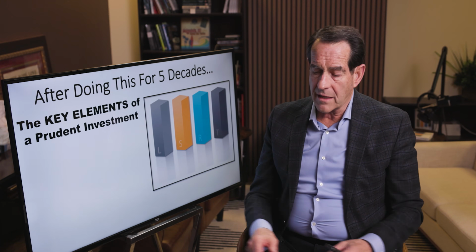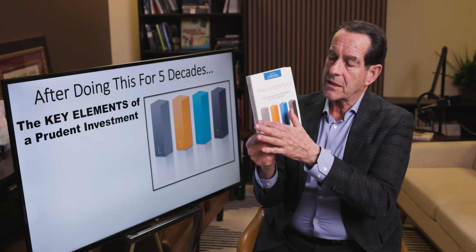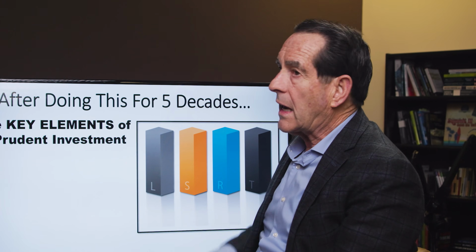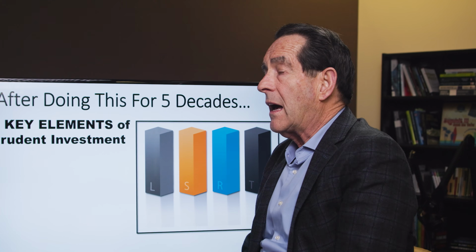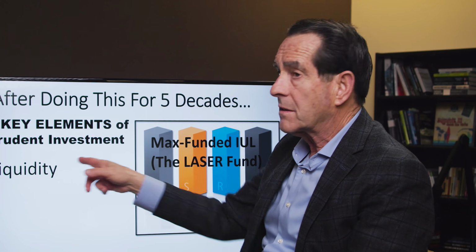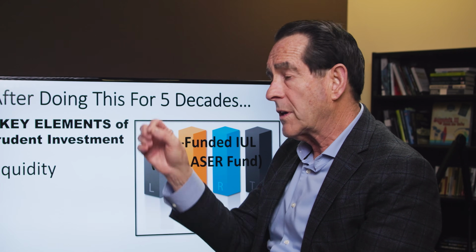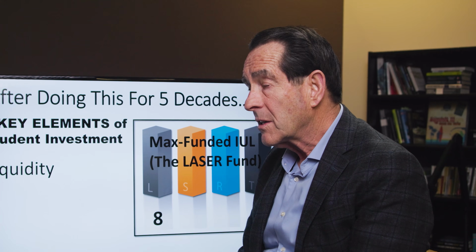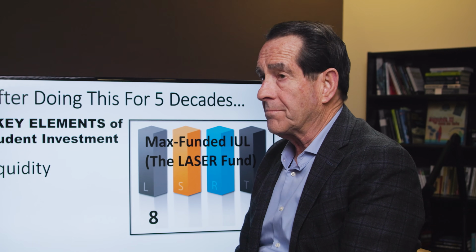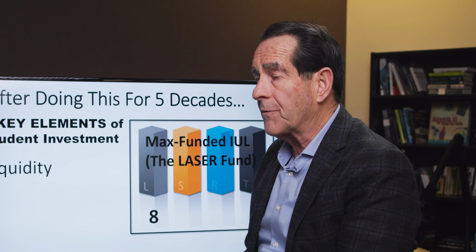So let's look at this. On the front of my book, you'll see these four pillars that represent liquidity, safety, rate of return, and tax benefits. When we look at a properly structured max-funded IUL, Indexed Universal Life, the liquidity test scores on a scale of 1 to 10 at least an 8, because you can access money when you need to, even maybe with an electronic funds transfer or a phone call.